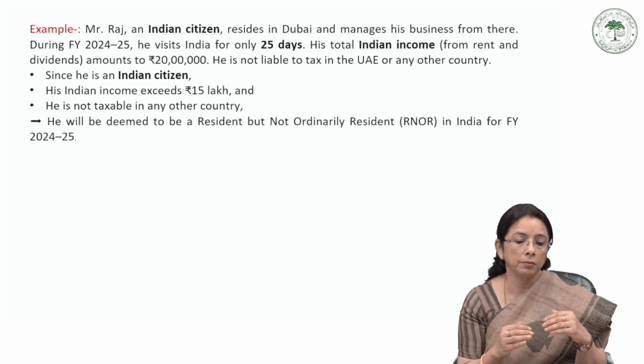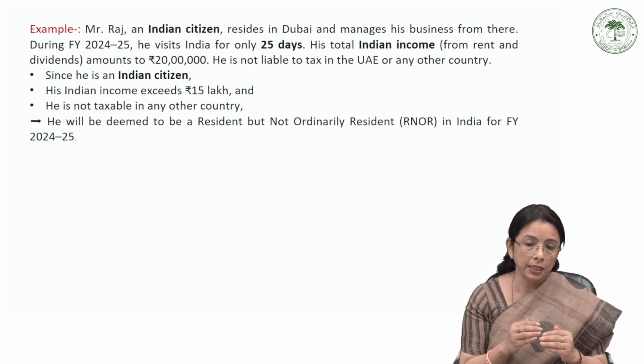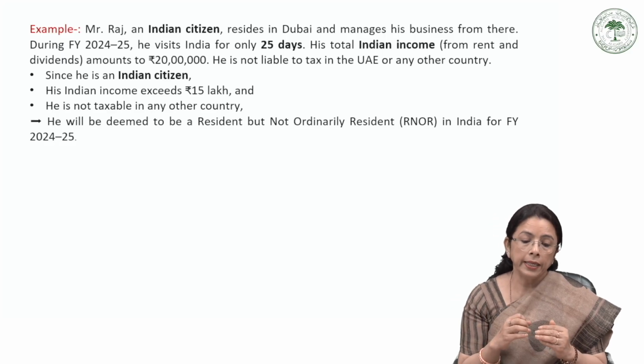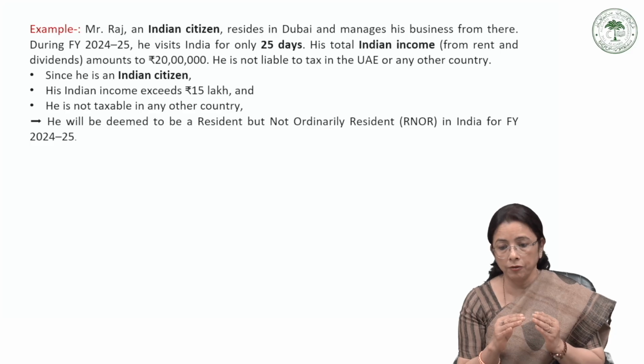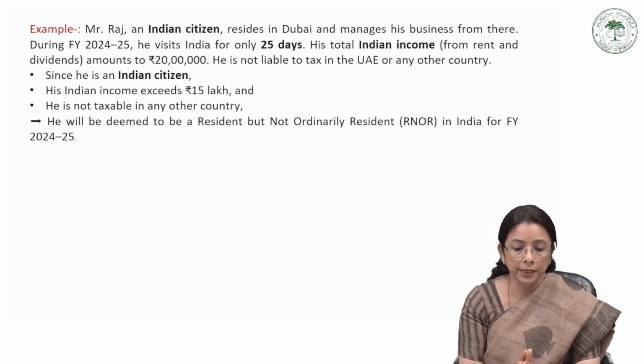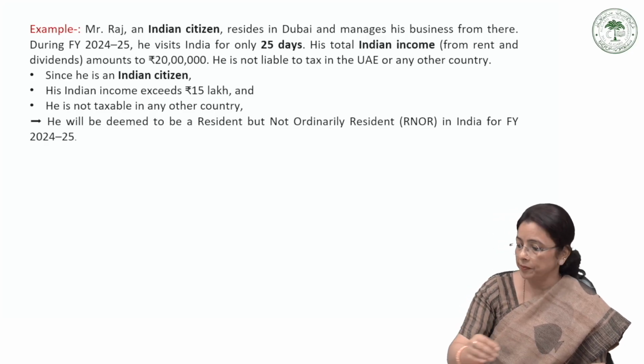So I think this explains the amendment very well. That is, in this kind of situation, if the person is an Indian citizen but he is not taxed elsewhere, and at the same time his income is exceeding rupees 15 lakhs from Indian sources only, then he is deemed to be a resident but not ordinarily resident.